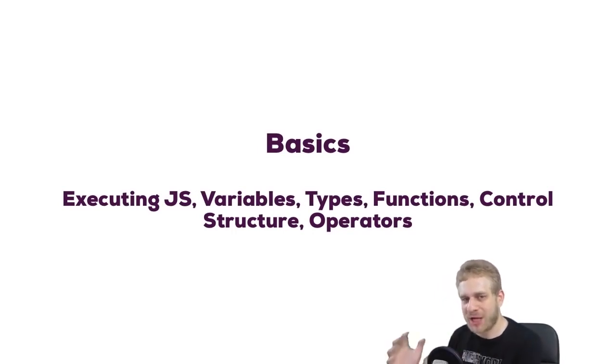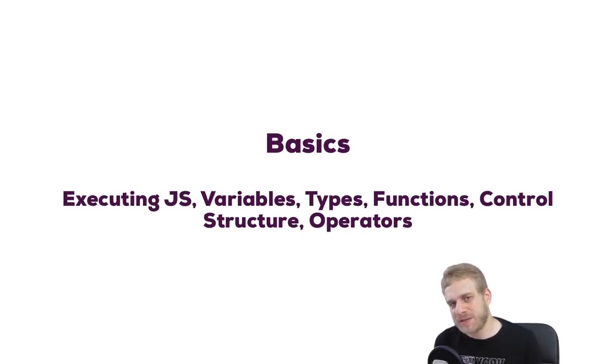We'll have a look at how JavaScript is actually executed and how you can implement it in your web page. Then we'll have a look at what variables are and how we can use them, which types JavaScript knows, what functions are and how functions work. We'll have a look at control structures such as if or loops, and finally at some operators you can use during your program for calculations or for comparisons.